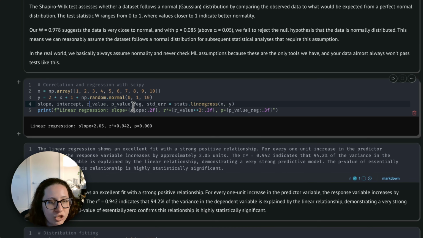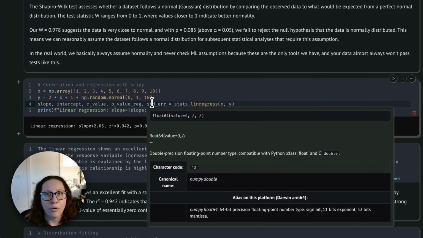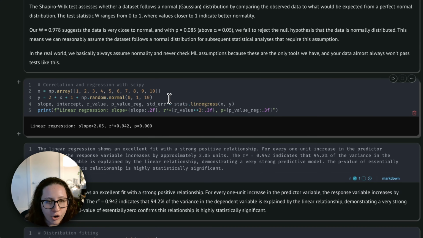Then the r value, which is actually a measure of correlation. And then the same p-value we've been looking at is the likelihood that our null hypothesis is true given the observed results. And then we also have a standard error, which is going to tell us how much our model varies on average.